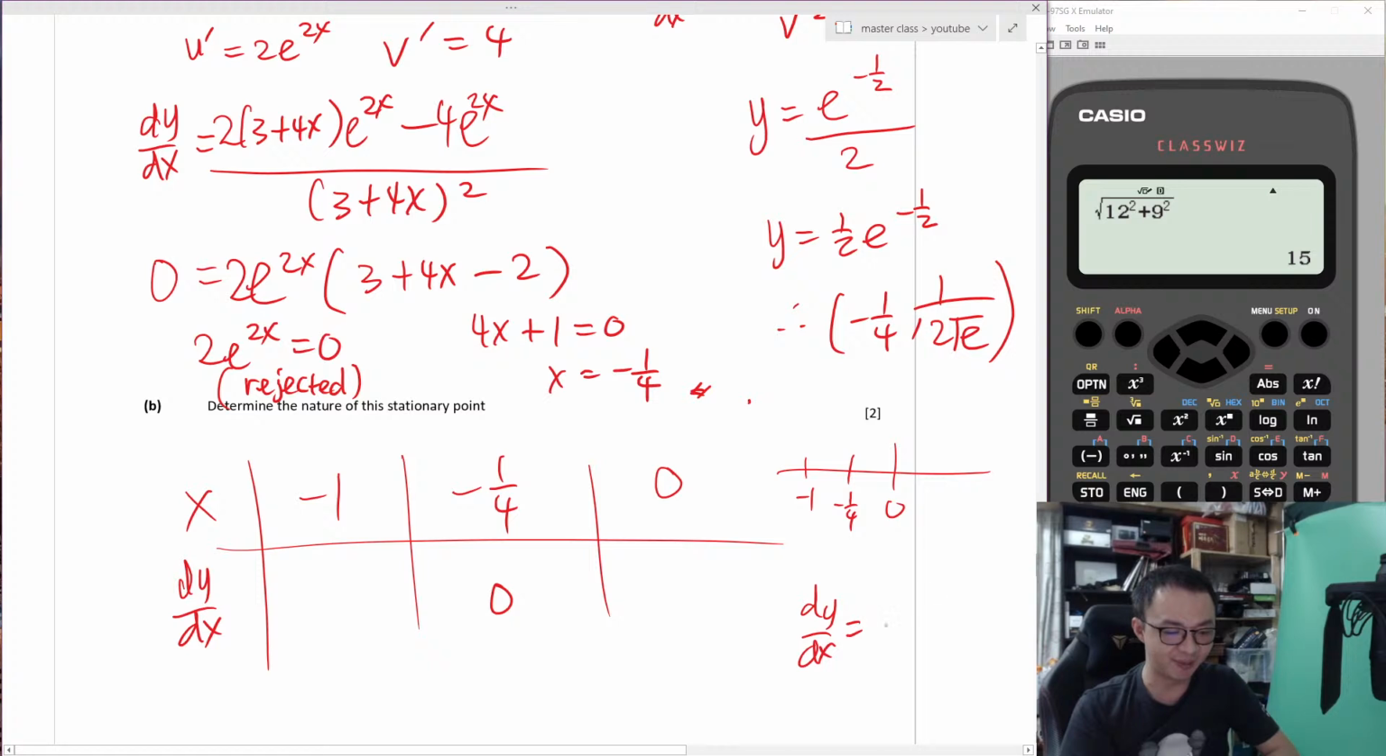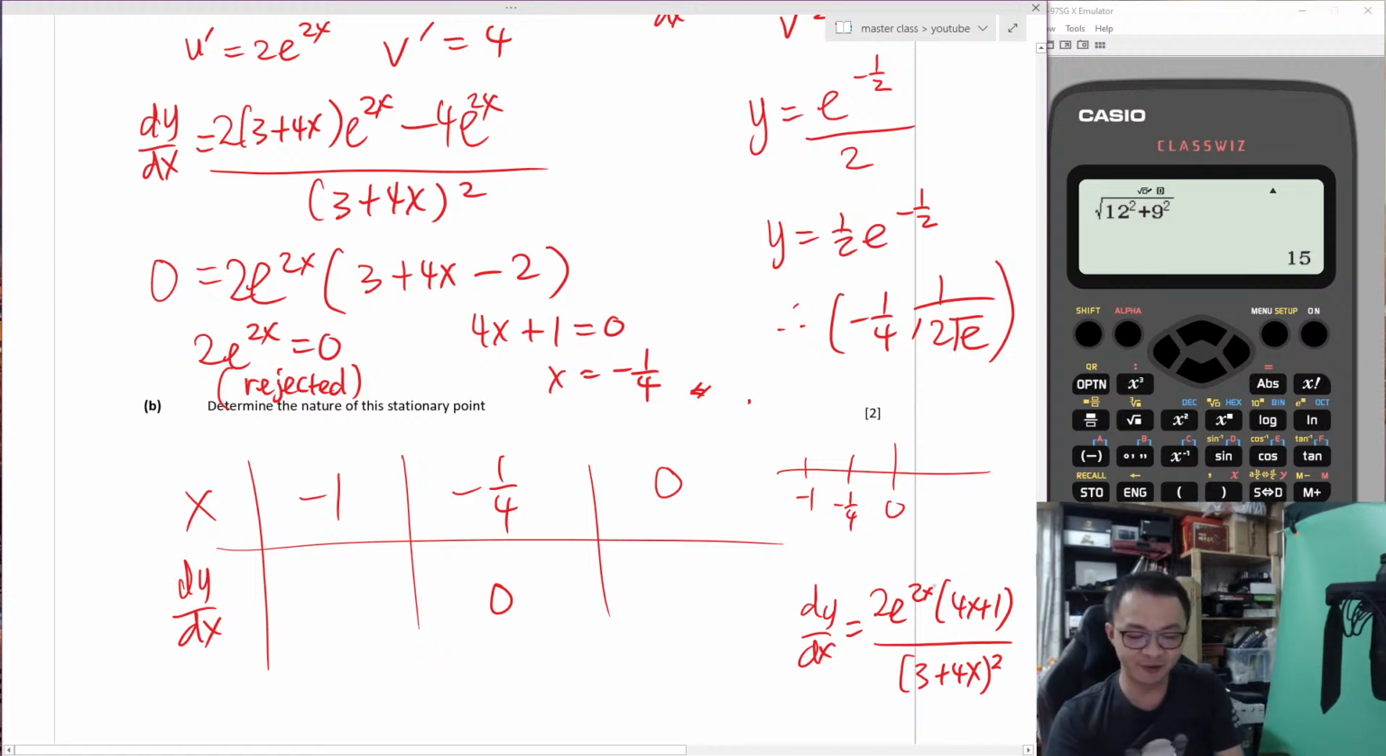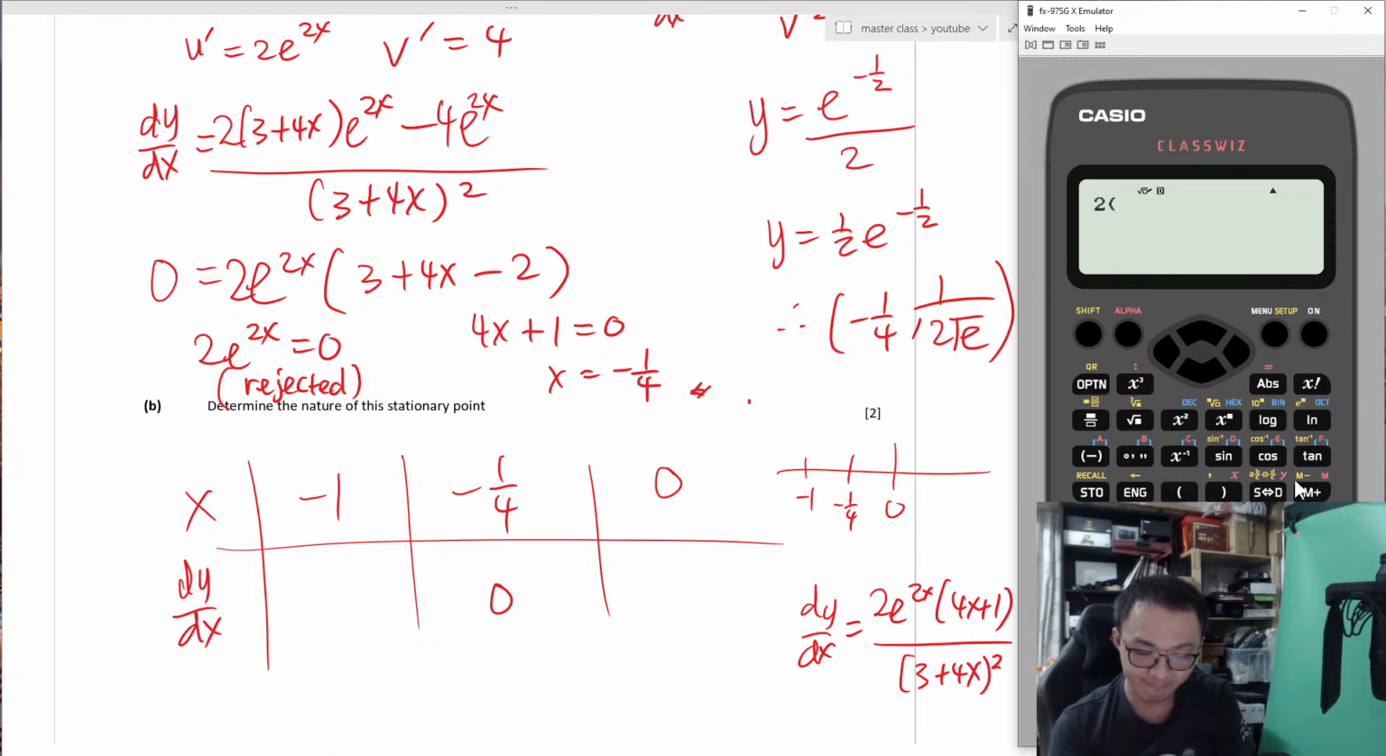I just do a testing because I realize doing testing actually is slightly faster. (4x plus 1) over (3 plus 4x) squared. Okay, so when I do negative 1 here, this is 2 multiply e to the power of negative 2, multiply negative 3.